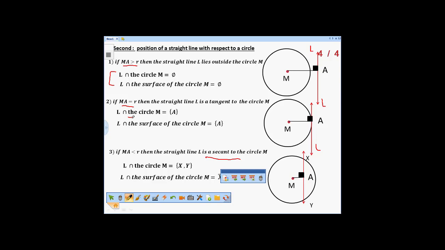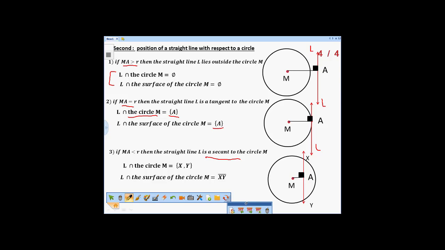Number two, in case number two, L intersection circle M: we find the intersection between this straight line L and the circle is this point. So I can write the set of A. And also L intersection surface of circle M is equal to the set of A, this point also.